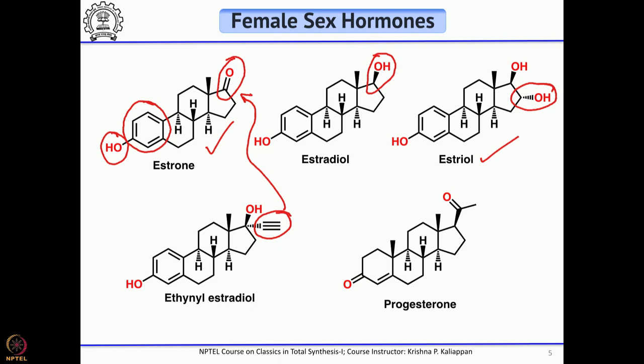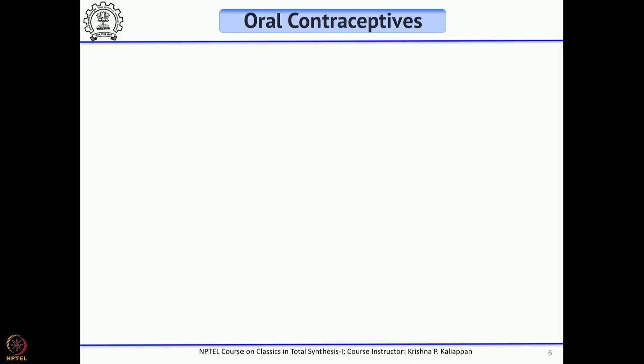So these are all potential oral contraceptives. Then we have progesterone. Again, it is not aromatic, so you have a cyclohexenone, and in the D ring, instead of having a ketone or alcohol directly attached, you have an acetyl group attached to the D ring. So this is a major difference between progesterone and the other female sex hormones.